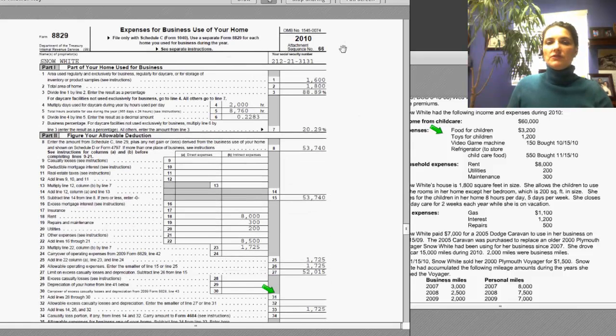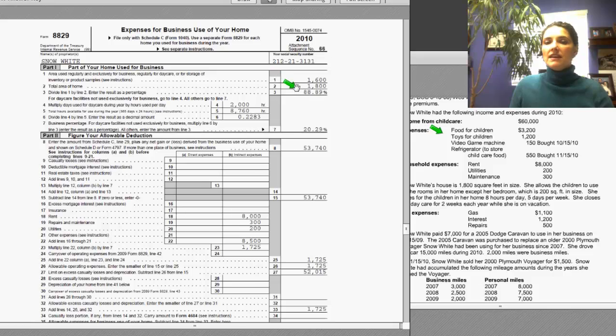Now it's time to prepare her office use of home form. And here is the office use of home form. We begin on line 1 by entering the amount of house space, or the amount of square footage of the house that the children get to use, and that's 1,600 square feet. We told you that the house is 1,800 square feet in size, and the children really have the run of the place except for the 200 square feet that is Snow White's bedroom.